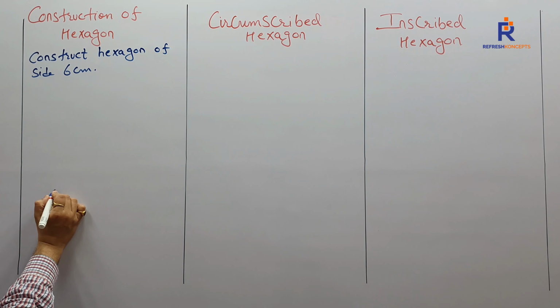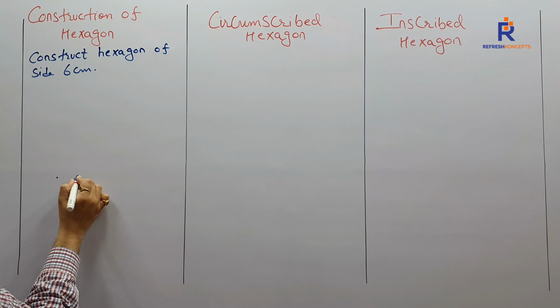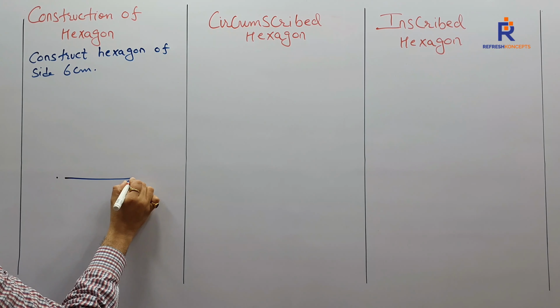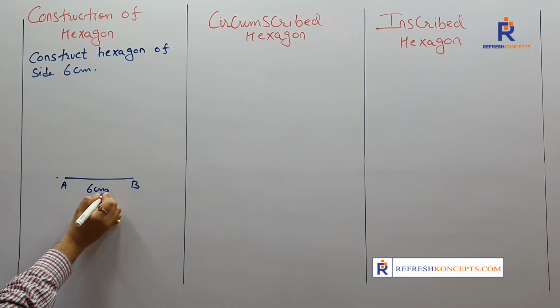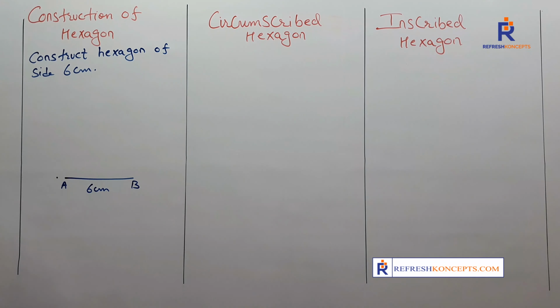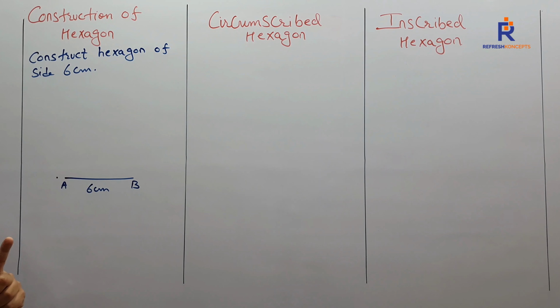We always first draw a 6 centimeter line. Say this is AB. How much is it? 6 centimeter. What is each interior angle of a regular hexagon? Each interior angle of a regular hexagon is 120 degree. In your lower classes you all have studied. If not, I'm giving you the answer. Each interior angle of a regular hexagon is 120 degree.